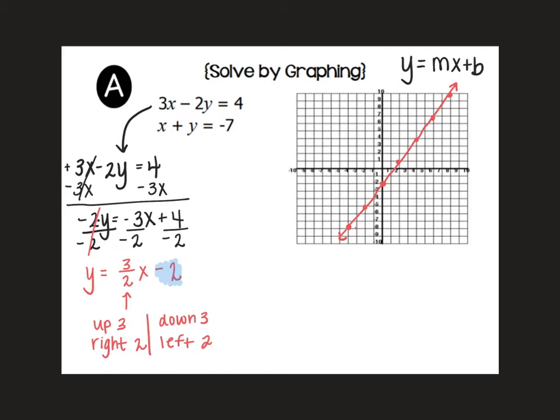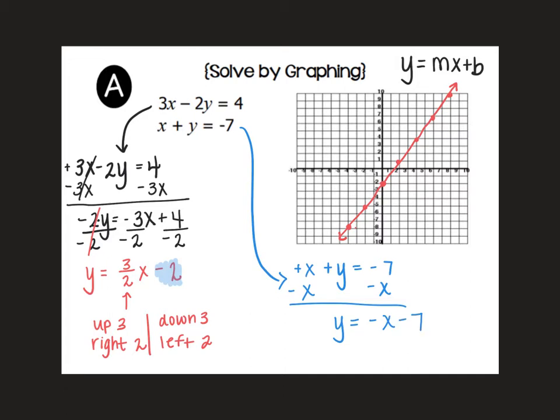I'm going to do the exact same thing with my second equation. So I have x plus y equals negative 7, but I really just want it to be in y equals mx plus b. So to solve for y, I would want to move this x. It's a positive x, so I would subtract x from both sides. I'm going to write the negative x first and then the minus 7. Technically there's a 1 here. It would be 1 over 1, so that just helps me identify the slope.